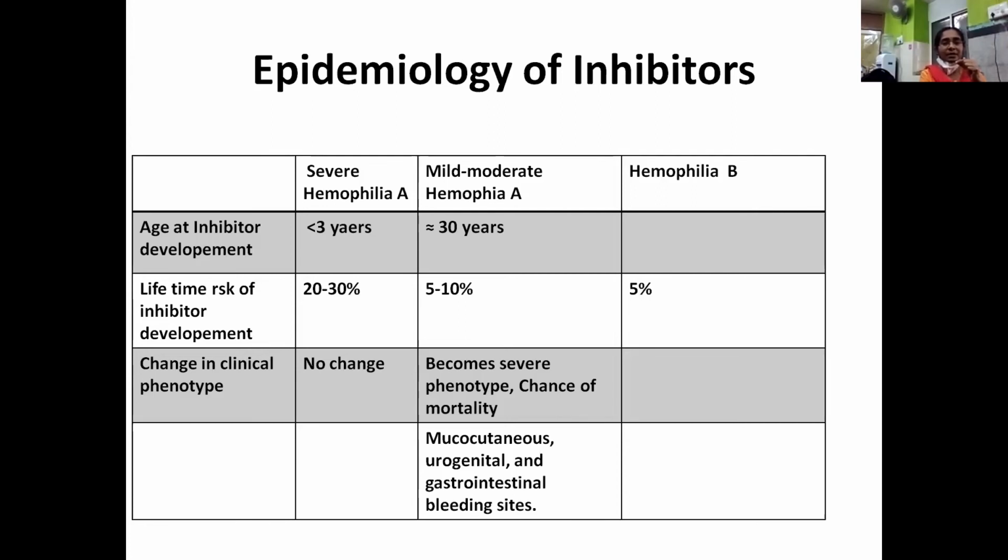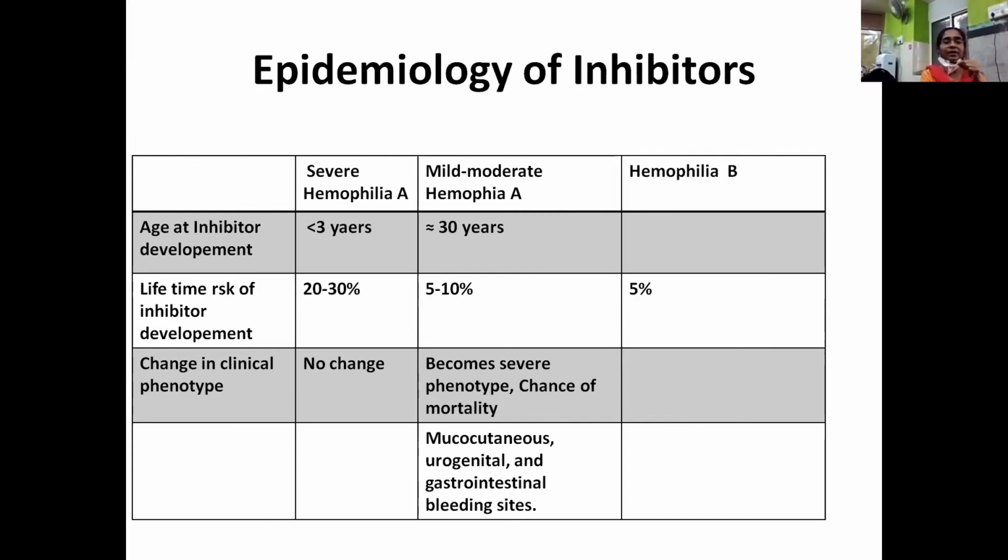Now, epidemiology of inhibitors. It is statistically more common with hemophilia A. The lifetime risk for developing an inhibitor is 20 to 30% in hemophilia A, while it is 5% in hemophilia B. Whenever a patient with severe hemophilia develops inhibitors, there is a chance that they bleed more frequently, and these bleeds become more difficult to manage. And whenever a patient with moderate hemophilia develops an inhibitor, they start behaving as severe hemophiliacs.